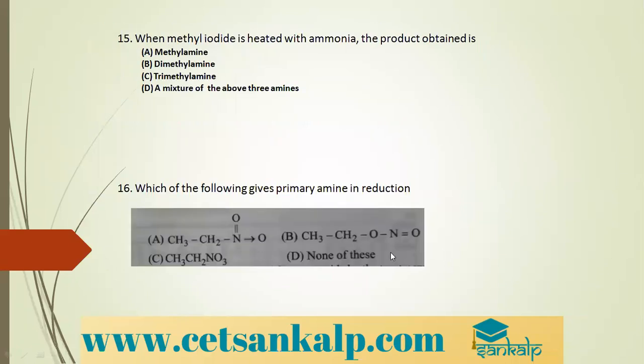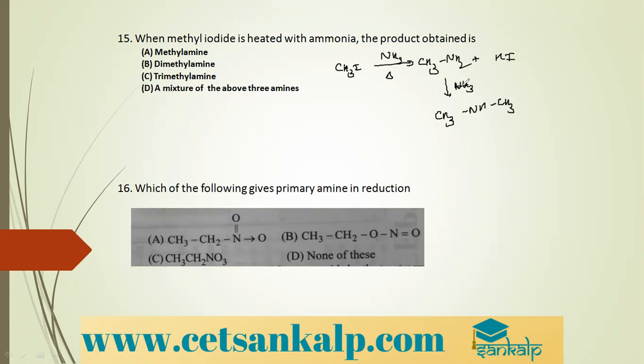Okay. When methyl iodide, CH3I, is heated with ammonia, what do I get? CH3NH2 plus HI. Yes or no? I get a mixture of, what do I get? They have said heated with ammonia, so I can expect CH3NH2. Again, further, if excess of ammonia is there, what will happen?